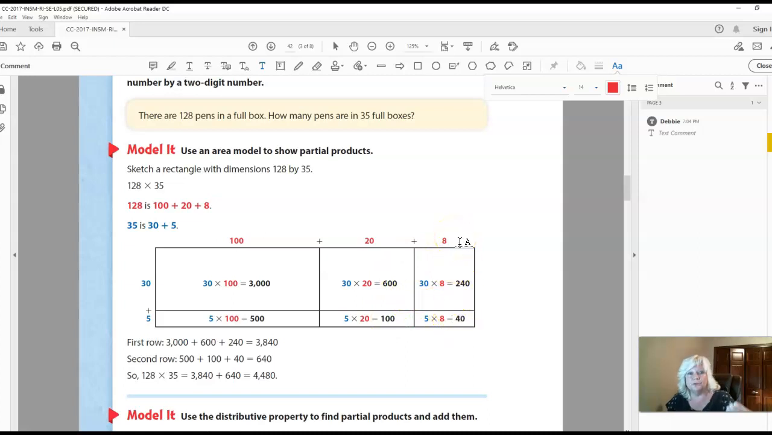Now, what do we do with all those numbers? We add them all together. But if we're not careful, we'll mess that up. So I really suggest that we go across the top row and across the bottom row, which is exactly what they do here in the book. So in our top row, we have 3,000, which they show us right here.